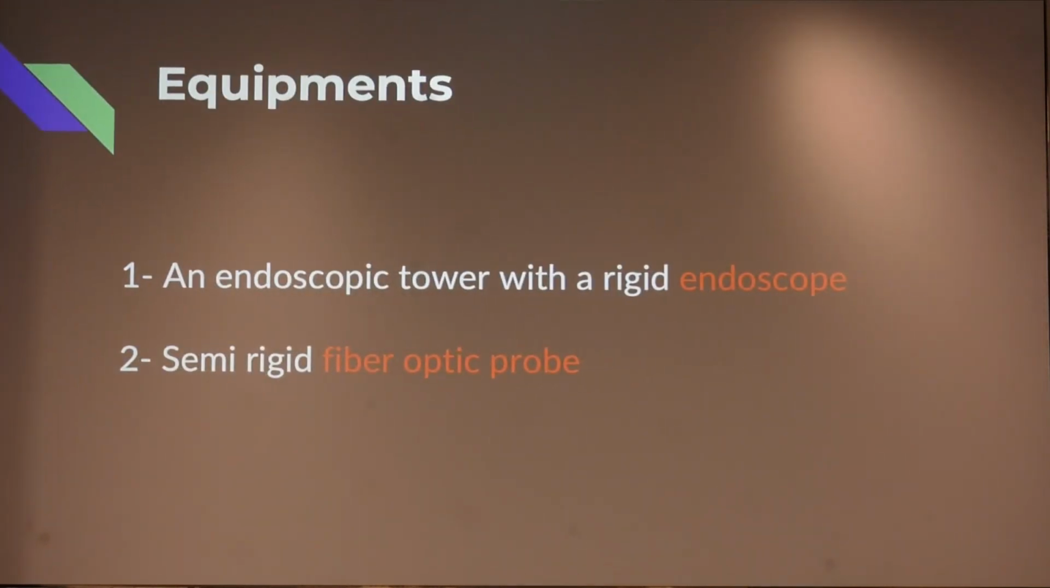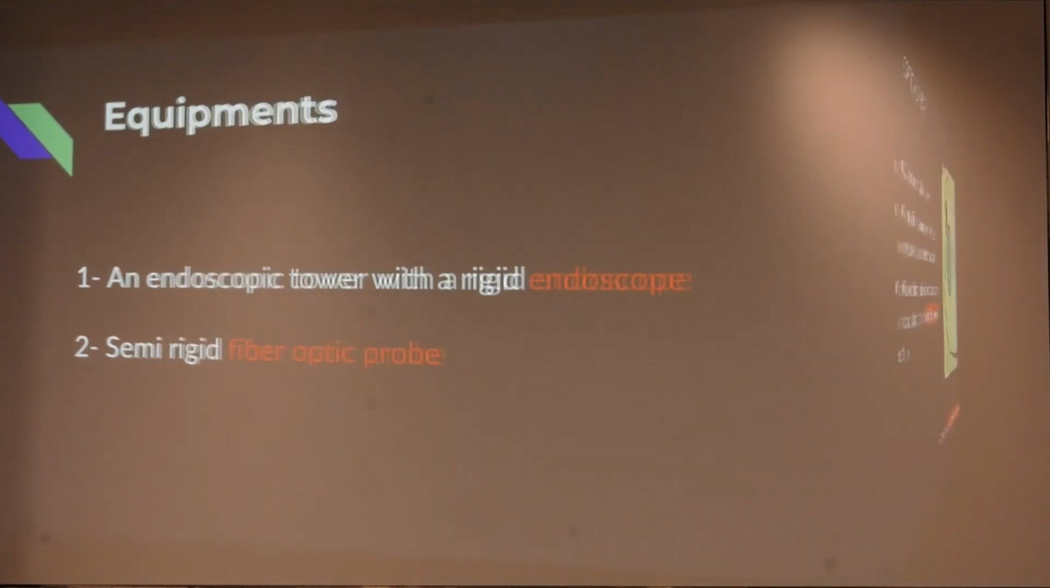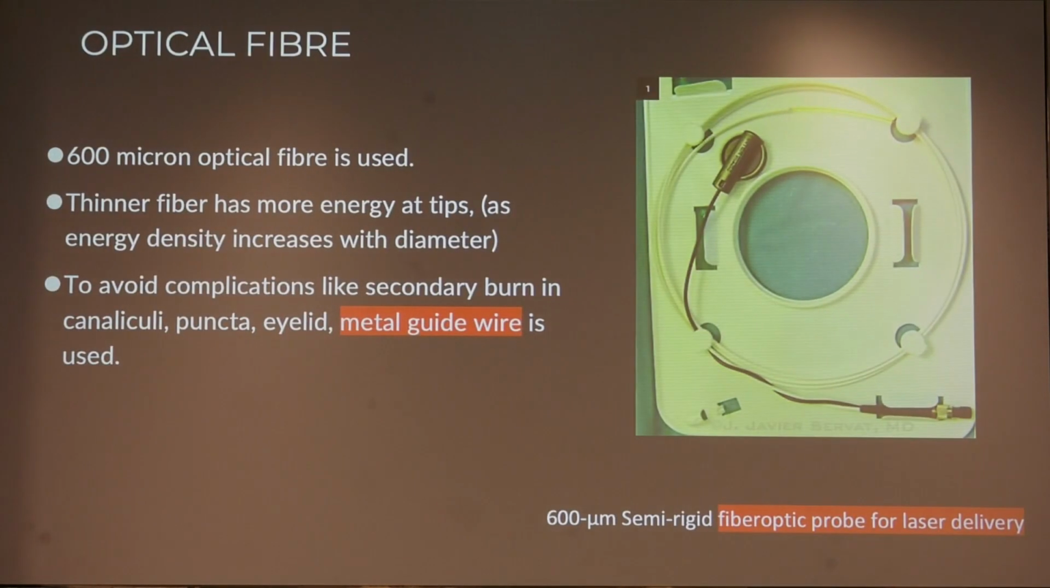And what are the special equipments which we need? Just an endoscope and a fiber optic probe. The fiber optic probe which we use is 600 micrometer, semi-rigid. And to avoid complications like secondary burn in canaliculi, puncta, or eyelid, we use a metal guide wire.